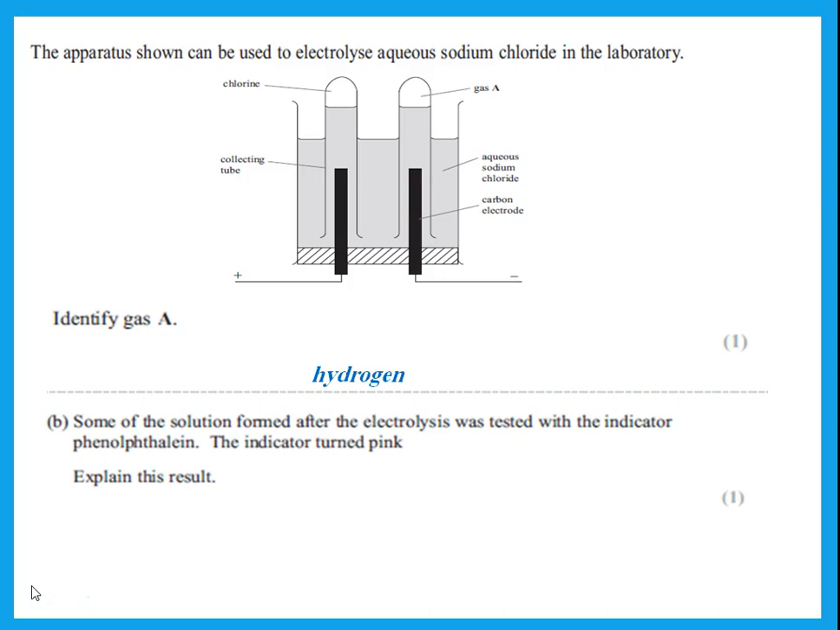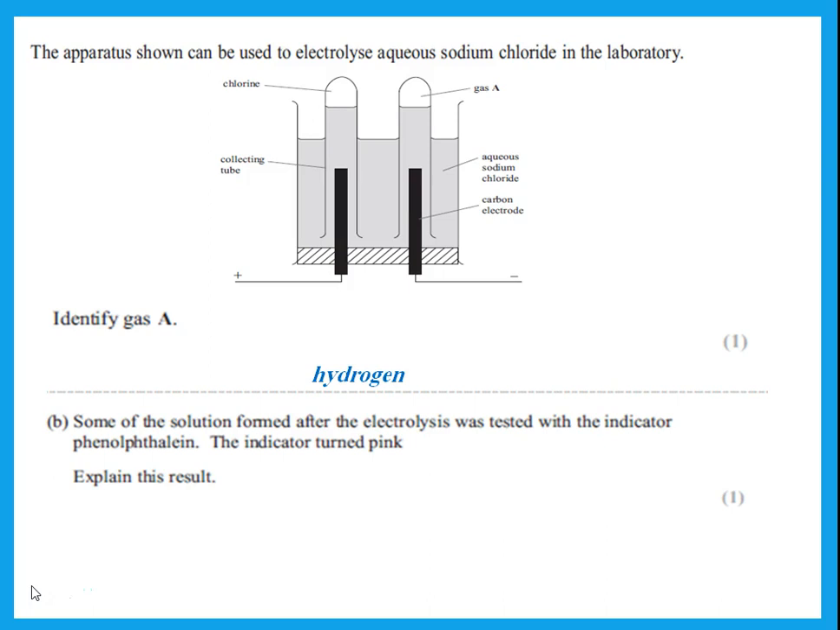If he does not tell you whether it's concentrated or not, you assume that it is concentrated. Did you hear that? If he does not mention if it is concentrated or dilute, you are assuming that it is concentrated. So which one is formed? It's the chlorine that is formed. So chloride ions react to form chlorine.